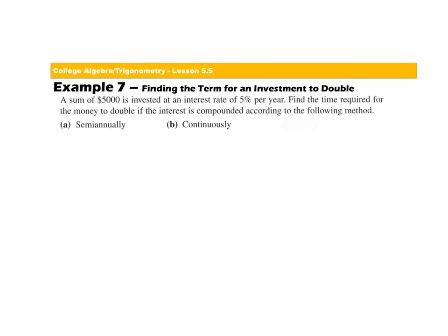A sum of $5,000 is invested at an interest rate of 5% per year. Find the time required for the money to double. The interest is compounded according to the following method. How do we feel? Let's do B first. We'll come back to A. When I see the word continuously, who do I think of? My friend Pert. So let's look at what we got.